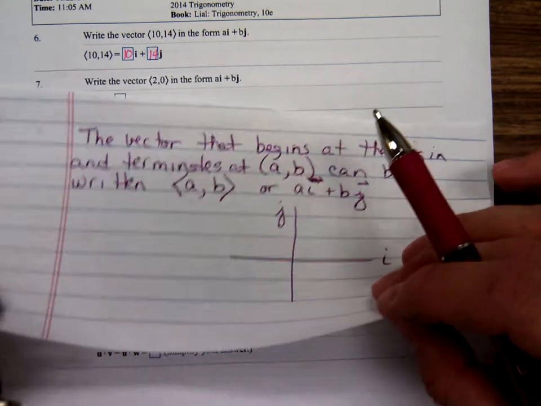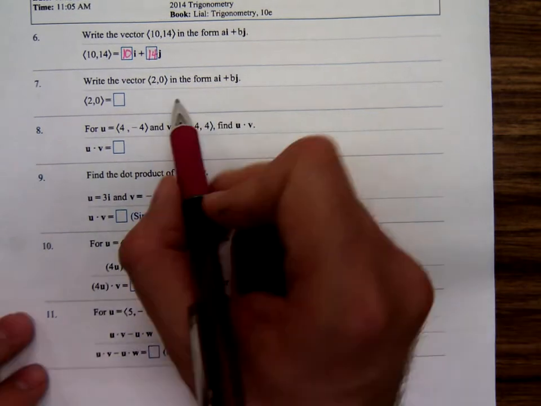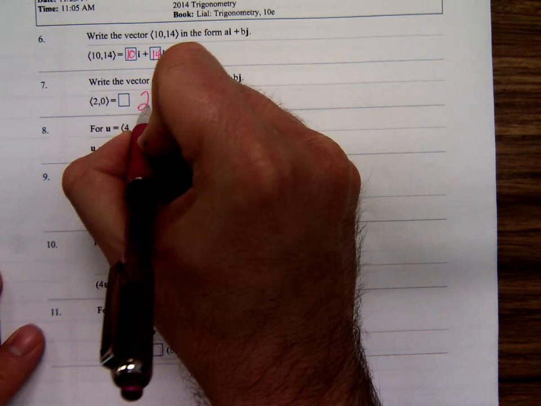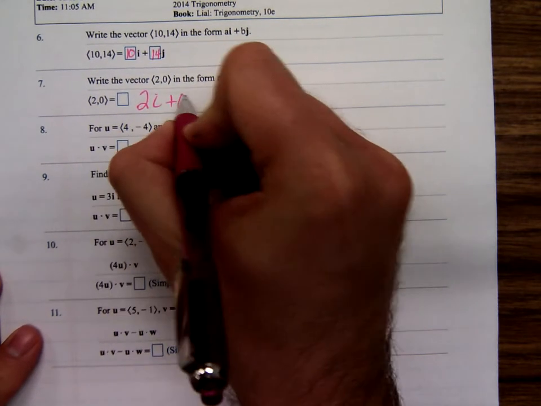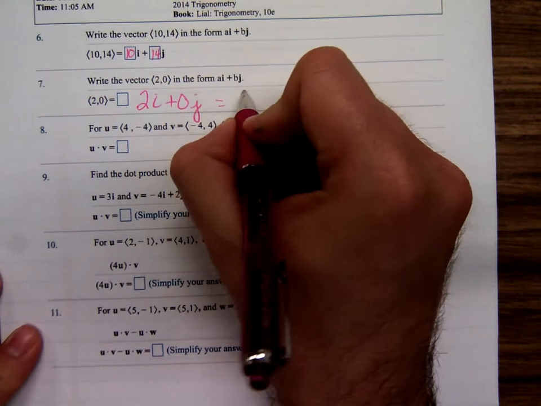Let's see now. Number 7, we actually got to type it in the form AI plus BJ. 2i plus 0 times j. Or if you just write 2i, my math lab will take either one.